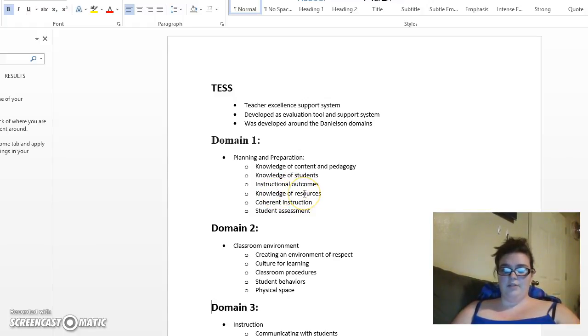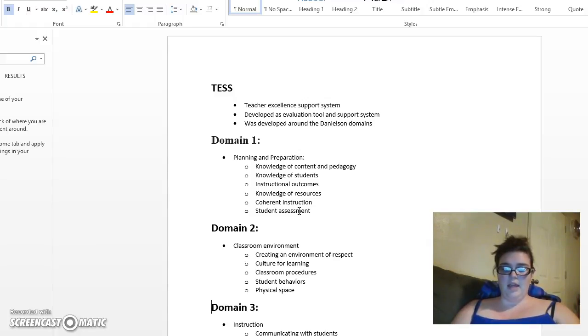And then knowledge of your resources, which is like for your classrooms and for your students, and I like to think of it as if you have a computer in your classroom and your students are learning about photosynthesis and they're not all grasping it, a tool that you could use is the computer, and they could look around at what photosynthesis was, and that would be one of your resources. And then coherent instruction, and then student assessment, which is the criteria and standard and is used for planning.